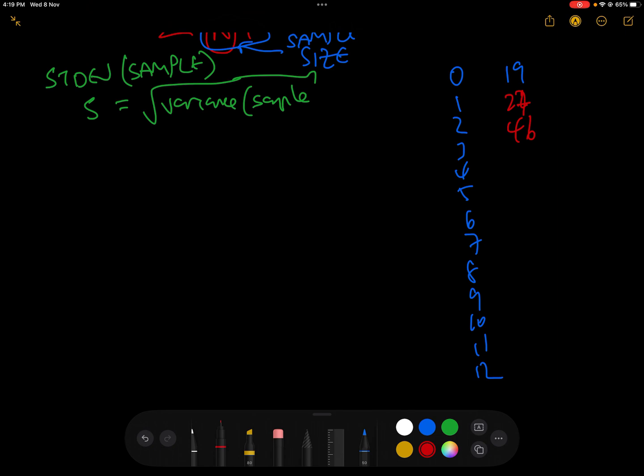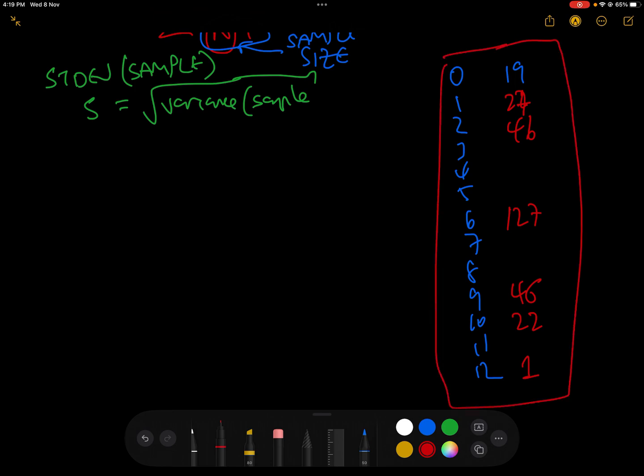Now we know that the mean was 6, so we know that probably most of them will have been somewhere around 6, so maybe 127 were 6, and then maybe how many were 9 were 46, or how many were 10 were 22, how many were 12 possibly just 1. This tally chart here is the distribution which we can draw on a graph.